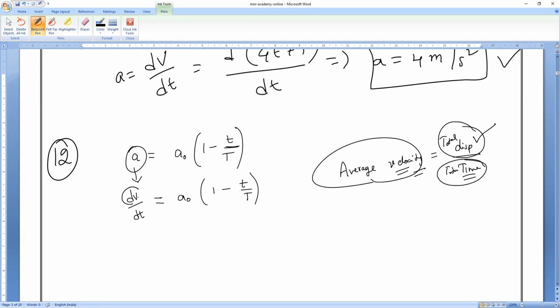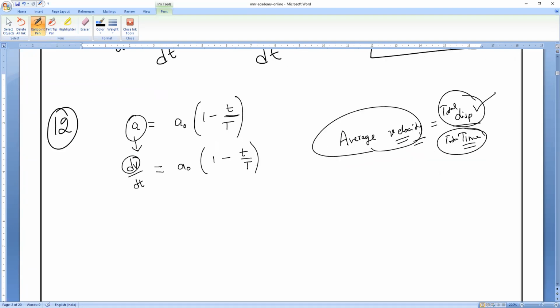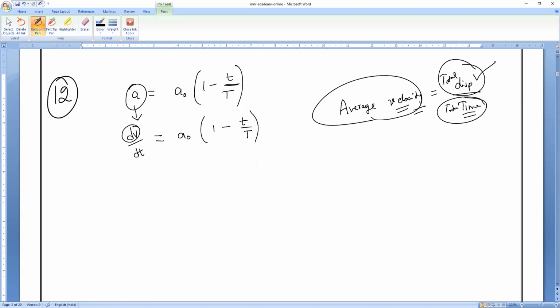So we want to know the total displacement. First, we want to find dV. Later only we can find dx. Is it right, everybody? So I want dV, so I will send dt to this side. It is in division, so it will come to this side. What will it become? a0 into 1 minus small t divided by capital T into dt. Is it okay, everybody?